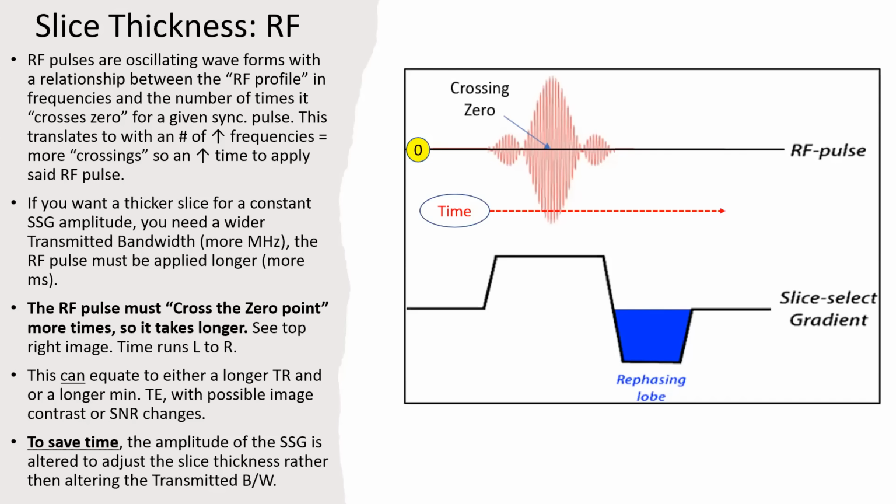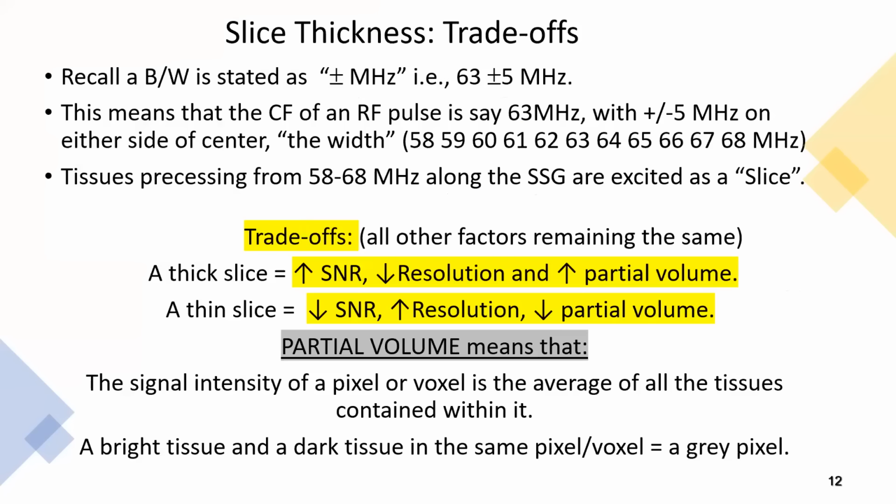So as a time-saving thing, more than likely your scanner is going to change the amplitude of your slice select gradient. You're going to cram more frequencies, more tissue into a shorter or smaller slice thickness.